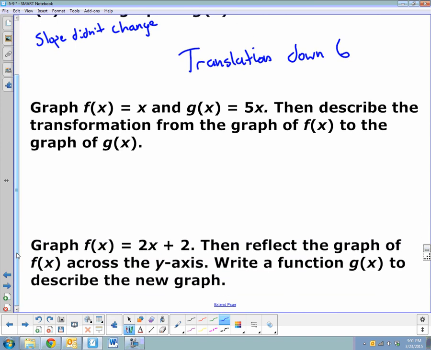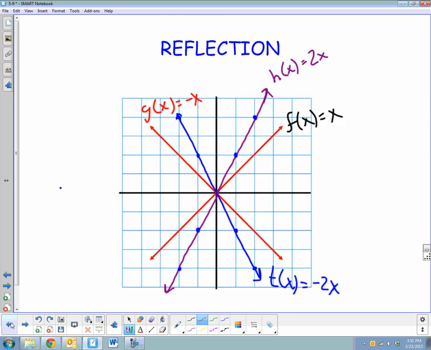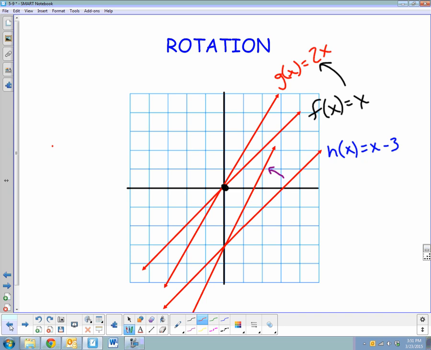Let's look at another one. Graph f of x equals x, g of x equals 5x. I'm not going to graph it just for the sake of time. Then we're going to describe the transformation. So again, from f of x to g of x, how did we get there? From this one, the slope does change. It was a 1, now it's a 5. So the slope changed. So it could be a reflection, could be a rotation.